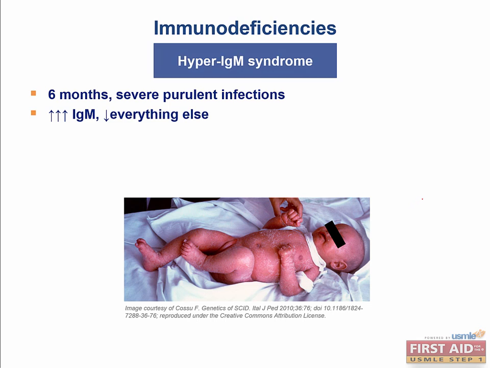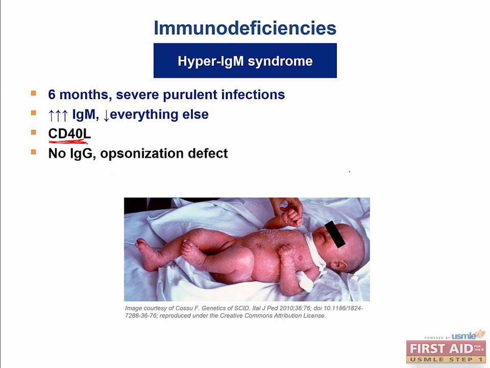What do you think this is? This is hyper IgM syndrome. Again, very creative with the naming. So what is it due to? Well, if they have a massive increase in IgM but nothing else, there must be a problem with class switching of B cells. And you recall that the CD responsible for class switching is CD40 ligand.